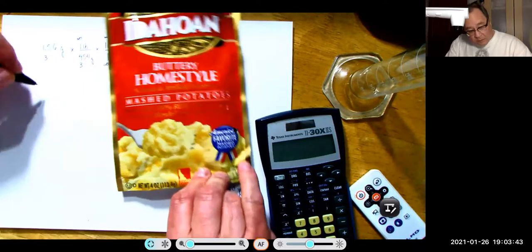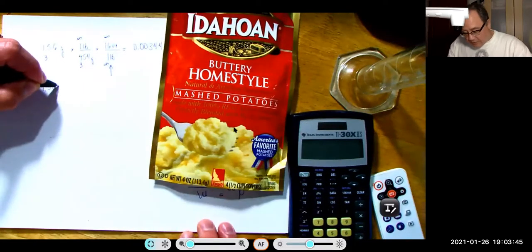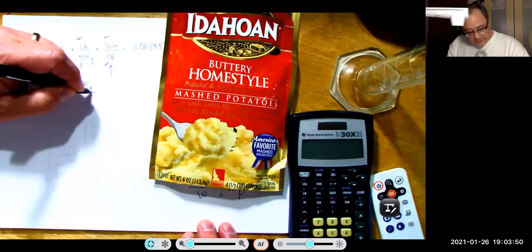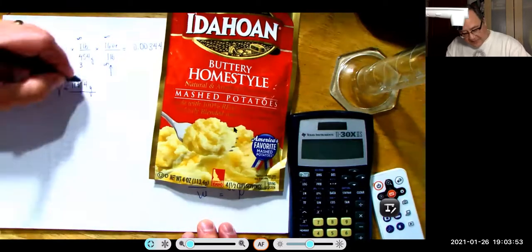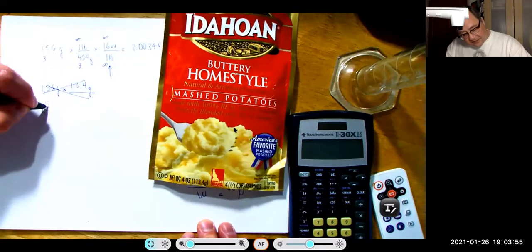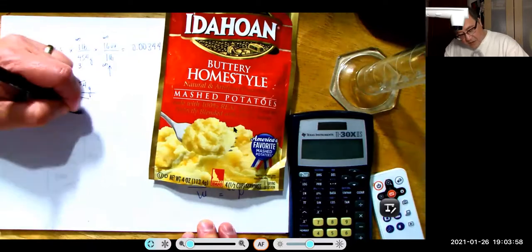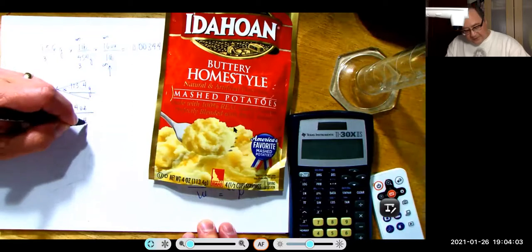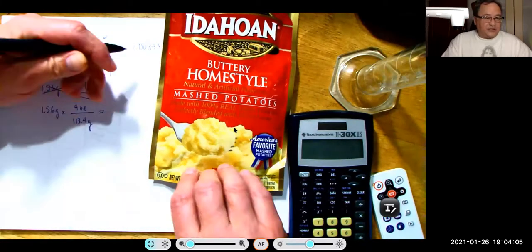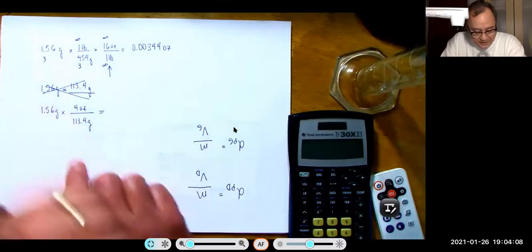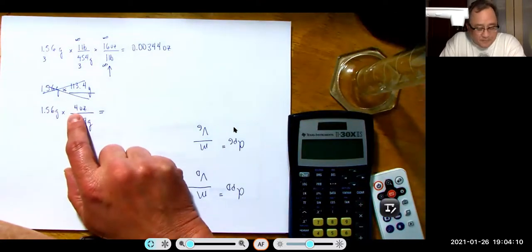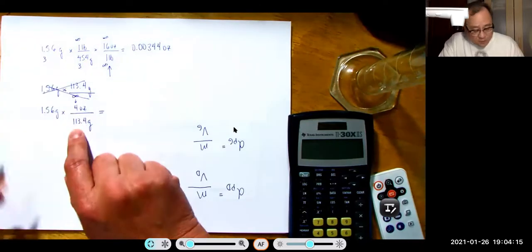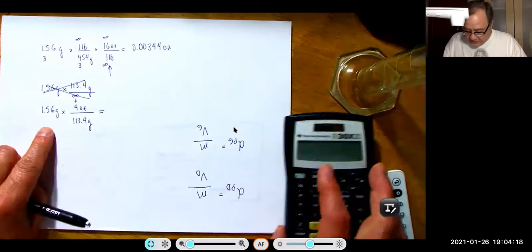So I'm going to take my 1.56 grams, multiply by 113.4 grams. Oops, got to cross that out. 1.56 grams, and I'm going to multiply by 4 ounces over 113.4 grams. Now, this is one of the things that is always hinky about using a food product is that it looks like 1 sig fig. But in fact, we should be treating that as infinity and that as 4. So let's do this calculation.